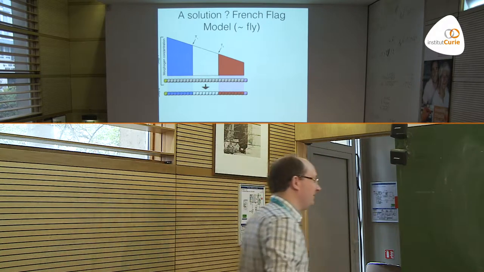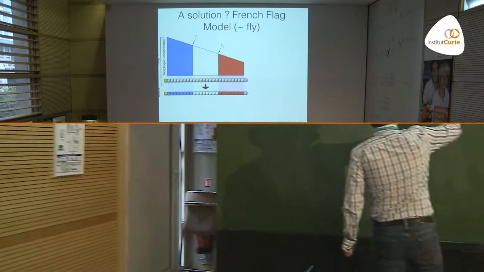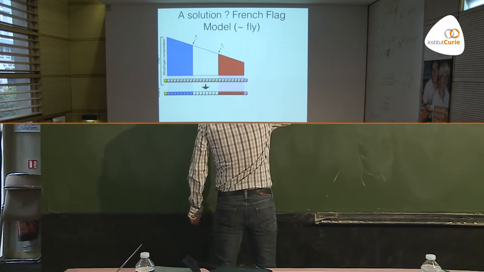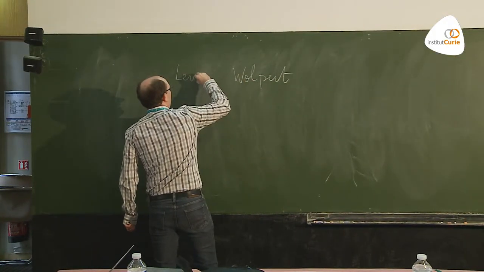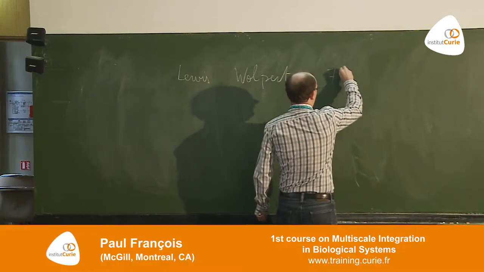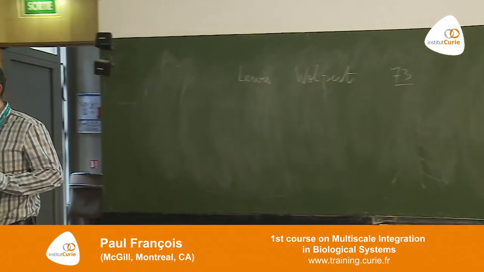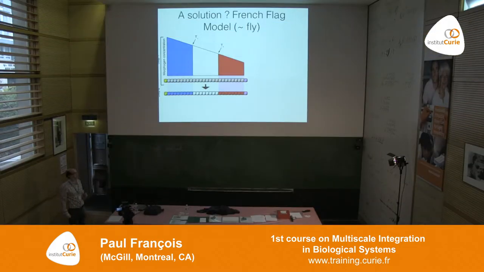I should mention who proposed this French flag model. It's not on my slide. It's Lewis Wolpert, a very famous developmental biologist. I think the year is '73. He has a very famous developmental biology book. I really recommend this book if you're interested in developmental biology. As physicists, it's a very good introduction, very clearly written, not too jargony. It's really good. So Lewis Wolpert, what did he propose?